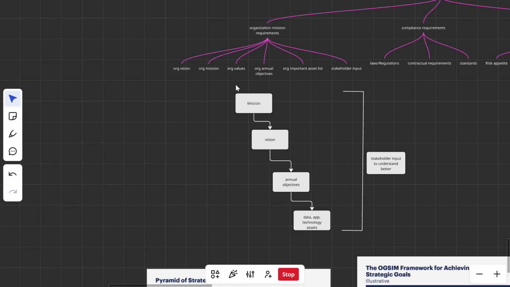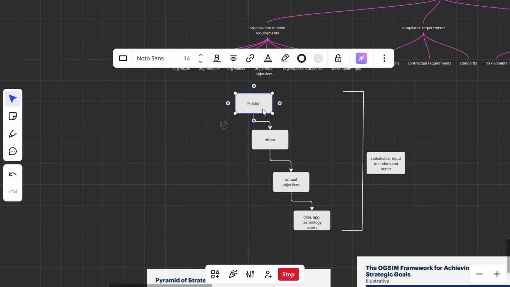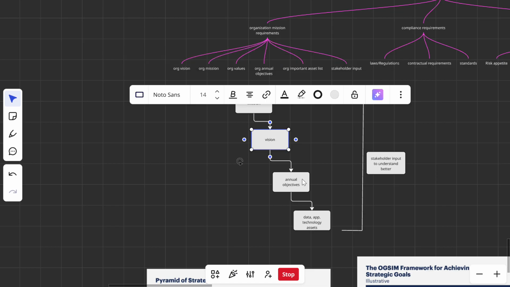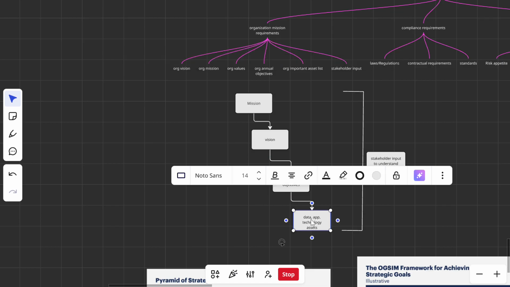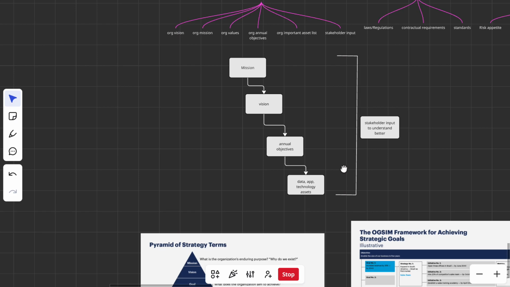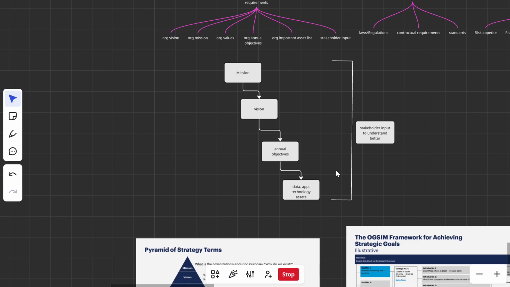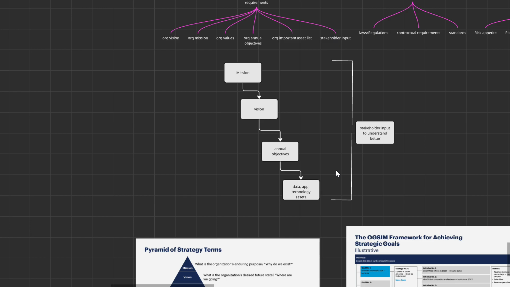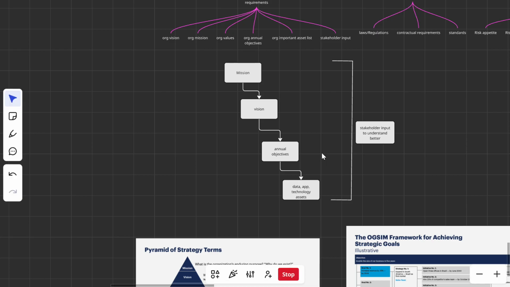In organization mission, we're looking at the mission, the vision, the annual objectives, the data, application, and technology assets. So it tells us about the operations. We can define the security objectives according to these objectives and data we gather from this phase. So that's why it's important.